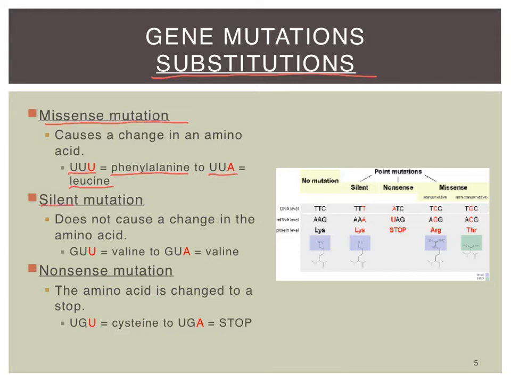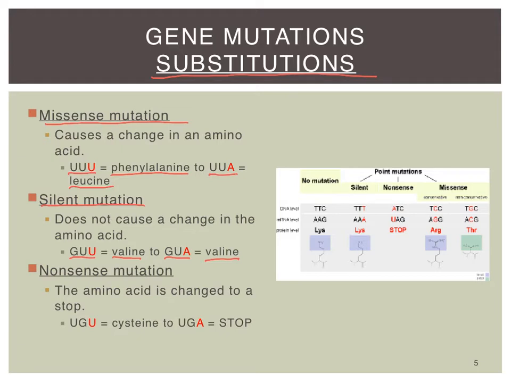A silent mutation is another type of substitution. In this case, GUU codes for valine, and the mutation causes the codon to become GUA, which also codes for valine. So even though there's a change in the base, the amino acid sequence doesn't change, so it doesn't affect the protein.